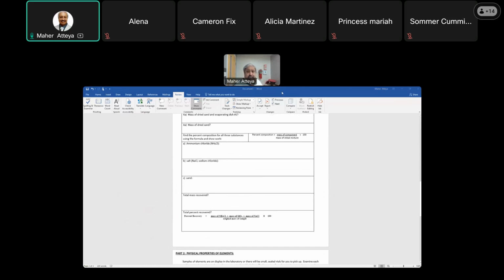Now, you look at your recovery percentage. The closer you are to 100%, the better your data is. If it is lower than 100%, the closer you are, 80, 90, that's good. But if you get 20, 30%, it means you have lost a lot of material. Okay, guys? So that's about it.